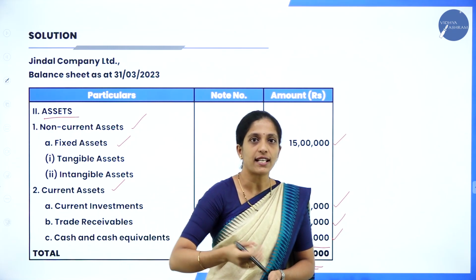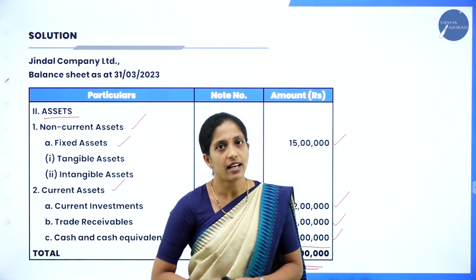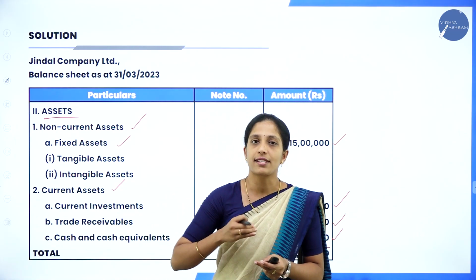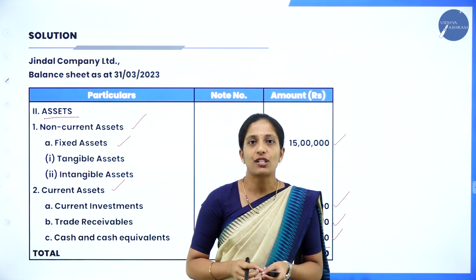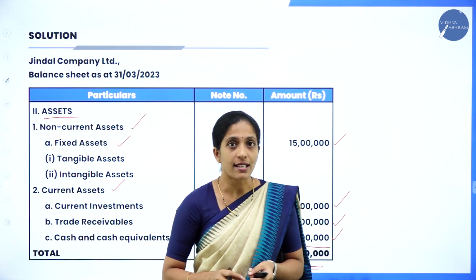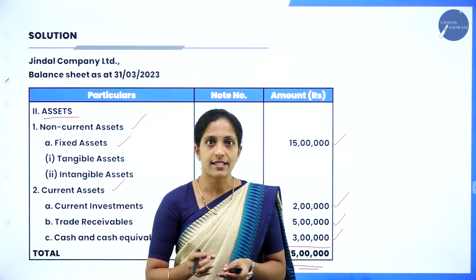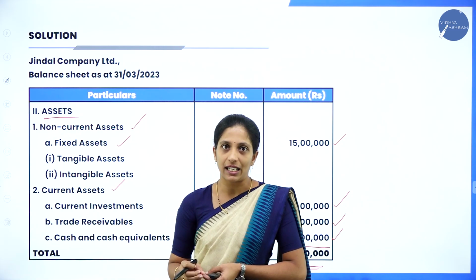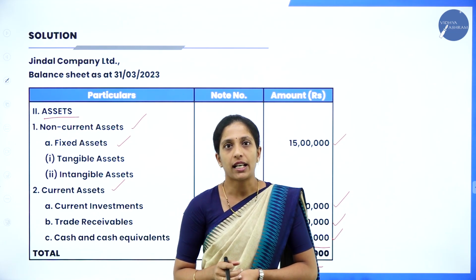So what do we record first? Equity and liabilities. Under that, shareholders fund. Under shareholders fund, we have share capital, reserves and surplus. The second one is non-current liability, and the third one is current liability. Coming to assets, we have two types. Non-current assets, where we have fixed asset. Under fixed asset, we have tangible and intangible. And the second one is current assets.